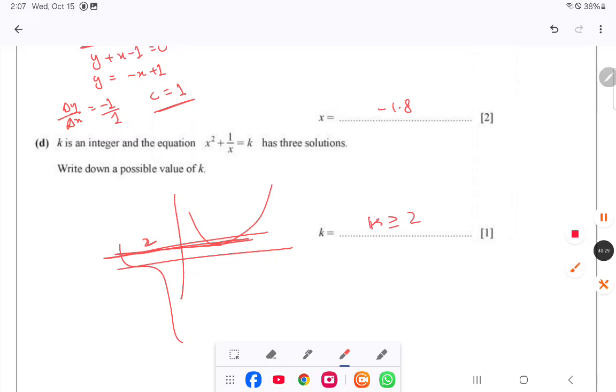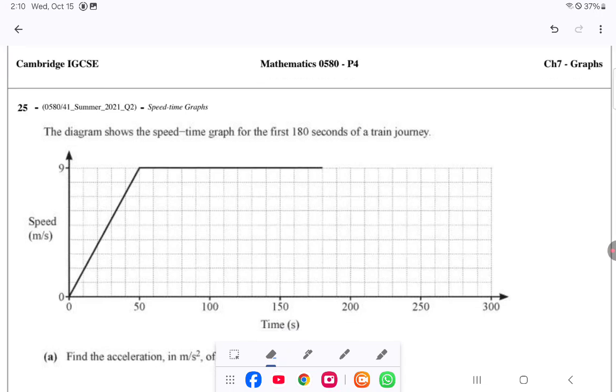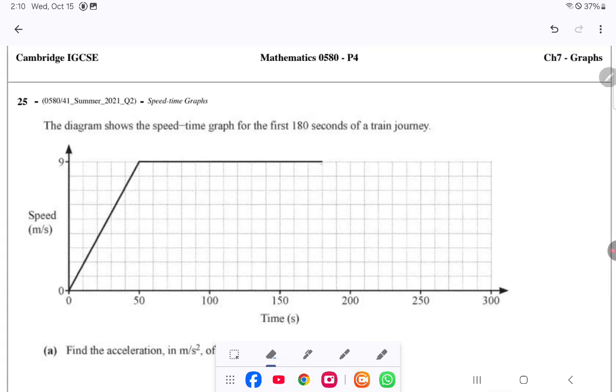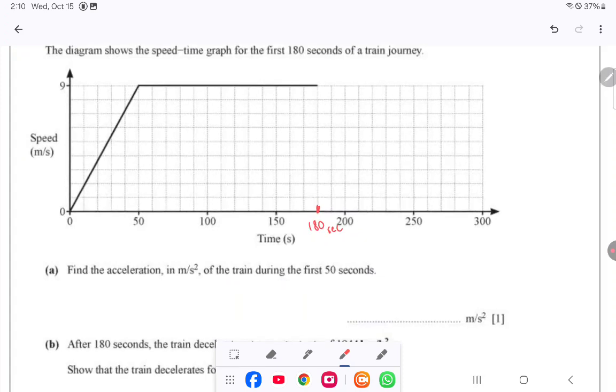So in question 25, the diagram shows the speed time graph for the first 180 seconds of a train journey. This is our 180 seconds. Now in part 1, find the acceleration in meters per second square of a train during the first 50 seconds. And this is the first 50 seconds. So from here to here we have to calculate the acceleration.